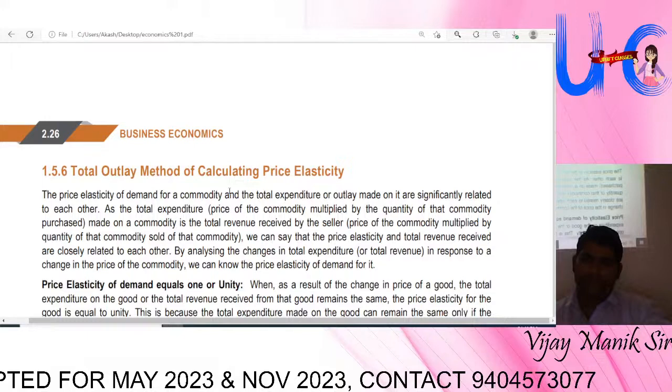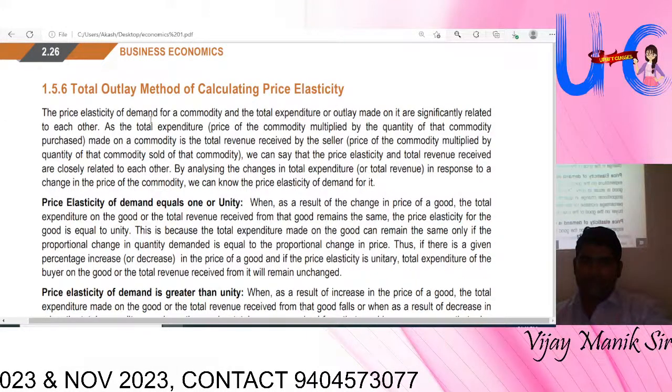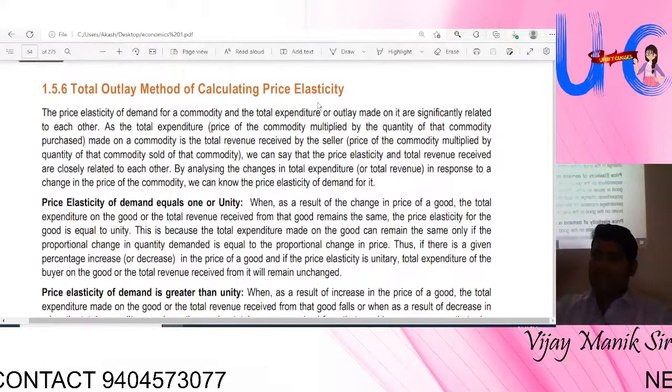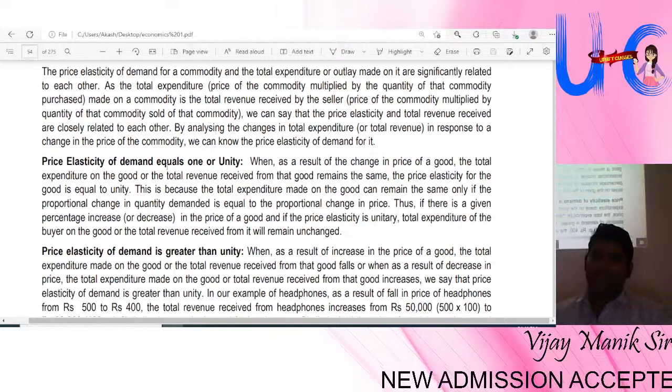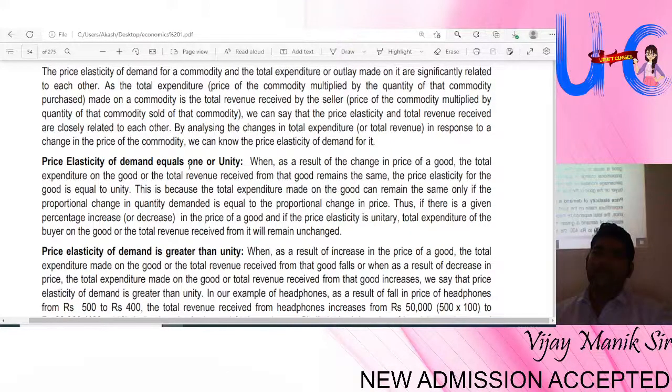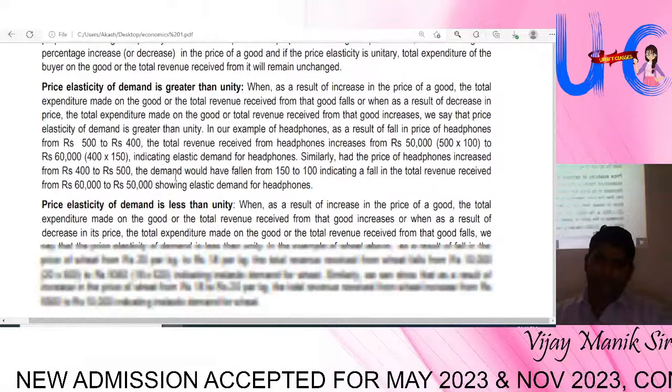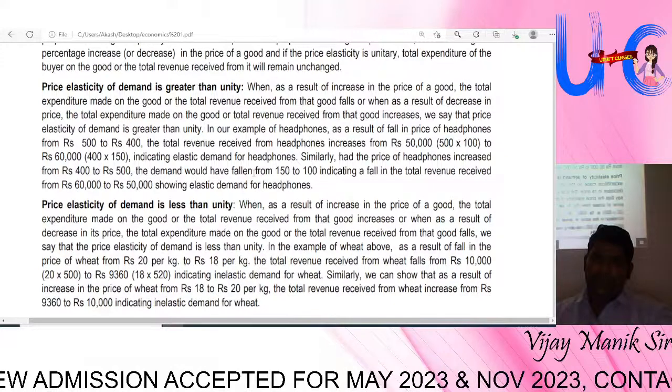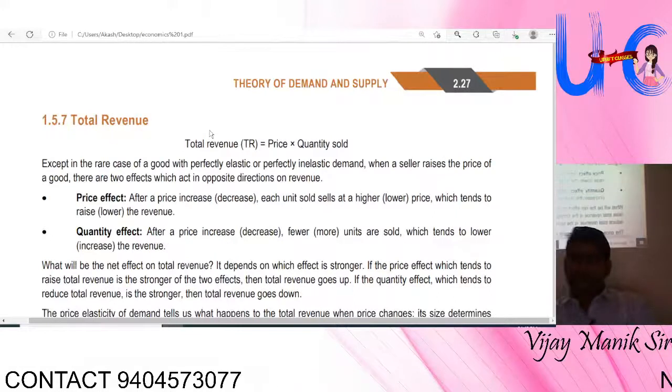Now these things are explained in this way. Total outlay method of calculating price elasticity. How we calculated that price elasticity with these concepts. Price elasticity of demand equals 1 or unitary, greater than unitary, less than 1. 0 is also there but they didn't mention it. Okay, total revenue for whom, for producers or for consumers?